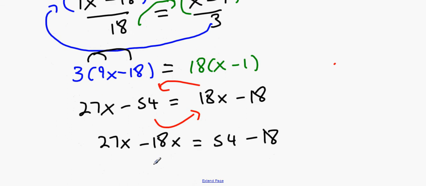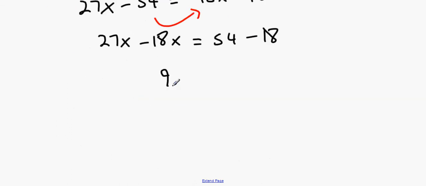Okay, and what you're going to get here is 9x equals 54 minus 18, equals 36. Okay, x equals 36 divided by 9, and x is going to equal 4.